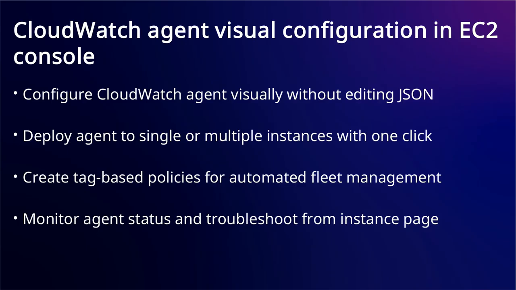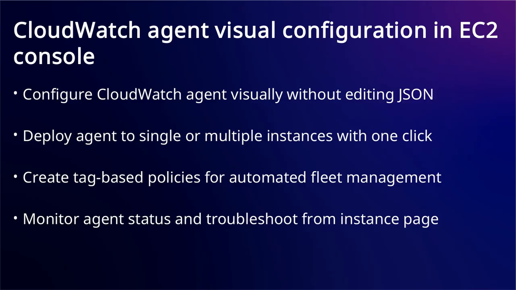Setting up observability for EC2 instances traditionally required hand-editing JSON configuration files for the CloudWatch agent, which collects metrics, logs, and traces. This new visual configuration editor in the EC2 console eliminates that complexity. You can now configure the CloudWatch agent graphically by selecting metrics, log sources, and deployment targets, then deploy with a single click. You can install the agent on one or more instances directly from the EC2 console.